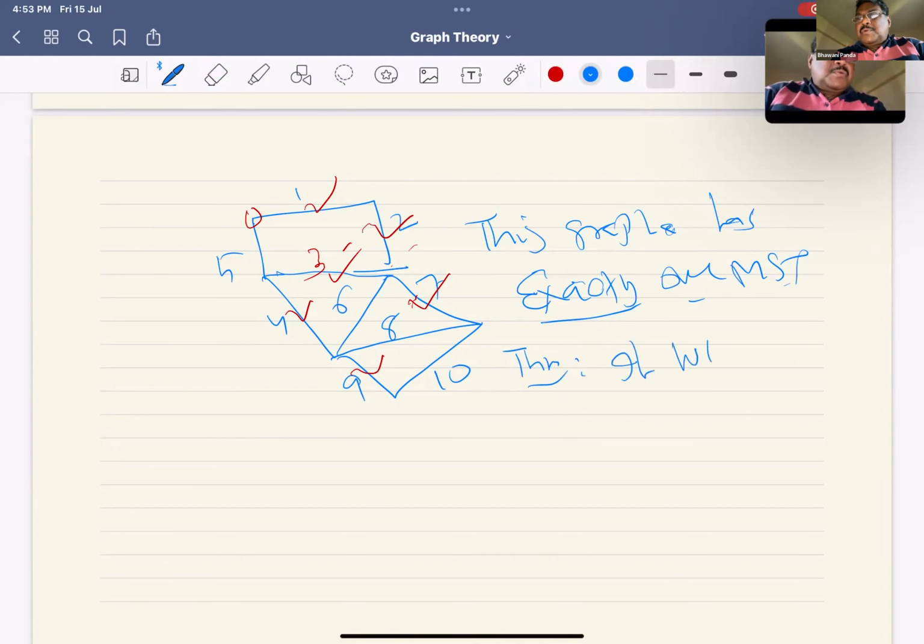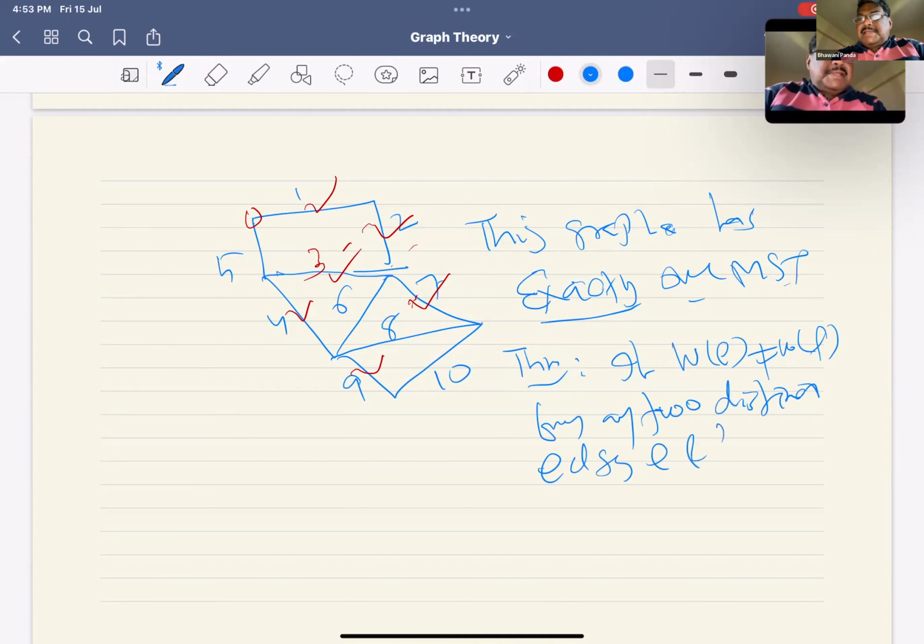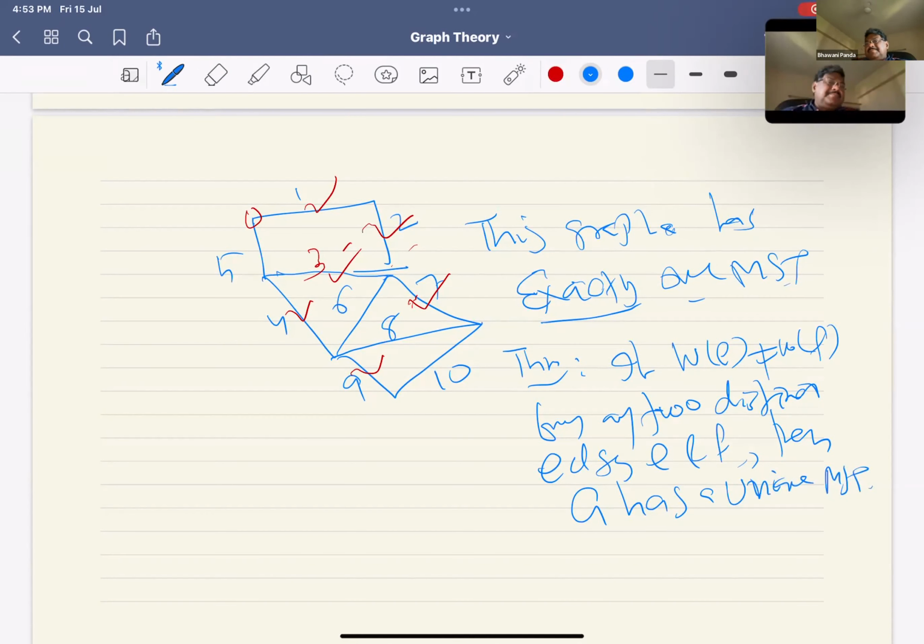If weight of E not equal to weight of F for any two distinct edges E and F, then G has a unique MST. Right. So in this graph, all the edge costs are distinct, so it has a unique MST.